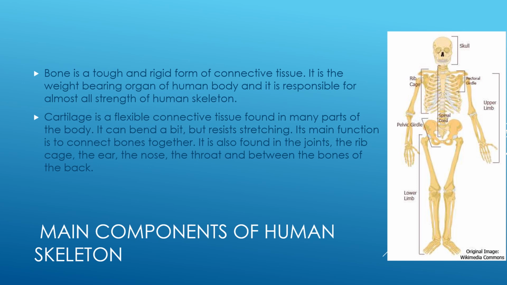Bone is a tough and rigid form of connective tissue. It is the weight-bearing organ of the human body and it is responsible for almost all the strength of the human skeleton. Cartilage is a flexible connective tissue found in many parts of the body. It can bend a bit but resists stretching. Its main function is to connect bones together. It is also found in the joints, the rib cage, the ear, the nose, and the throat, and between the bones of the back.